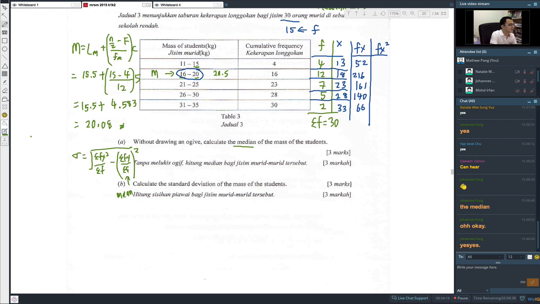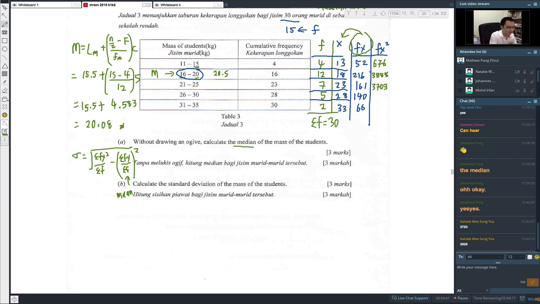676. Then 18 multiple 216 will be 3888. 161 multiple 23 will be 3703. And then 28 multiple 140 will be 3920. And then 66 multiple 33, it basically is 2176. 78, yes. Then you need to find the sum of fx.